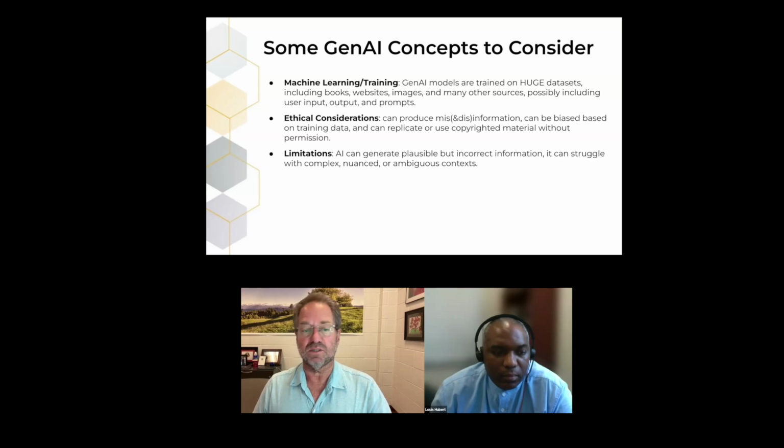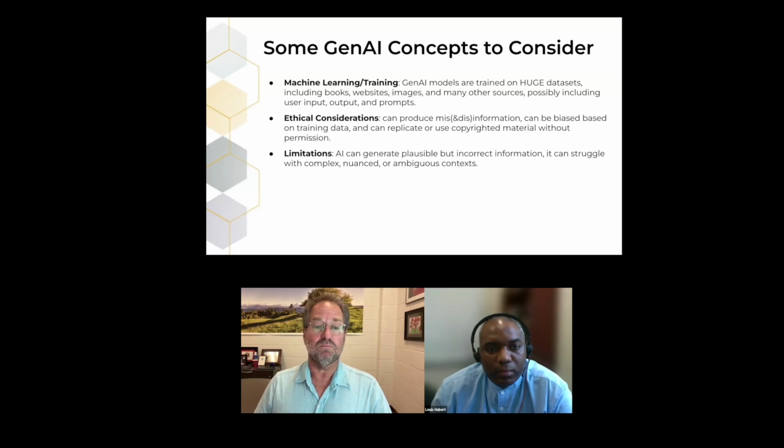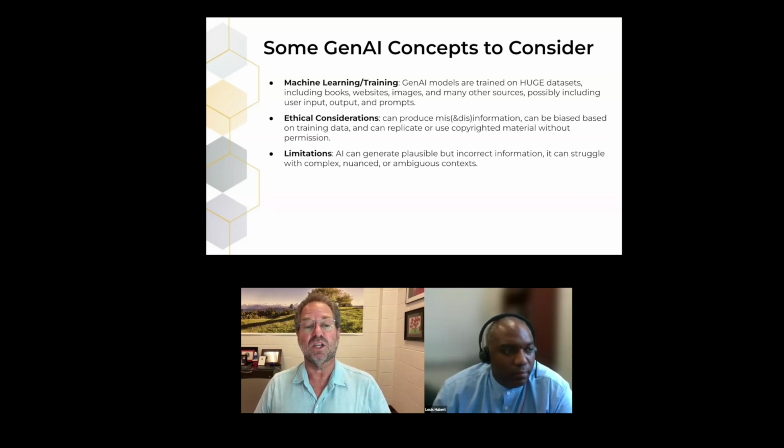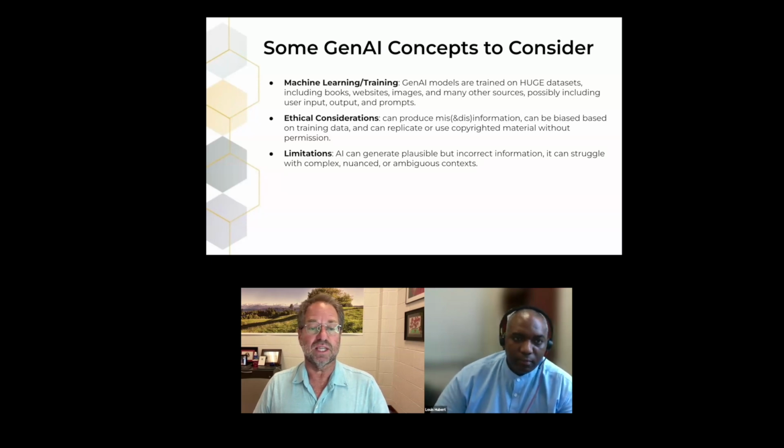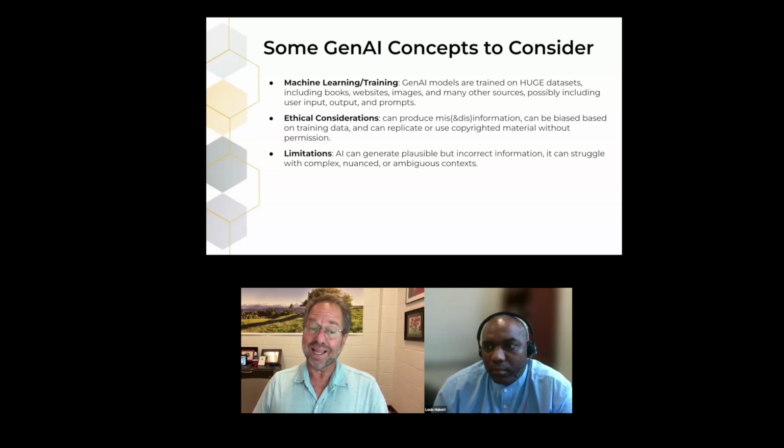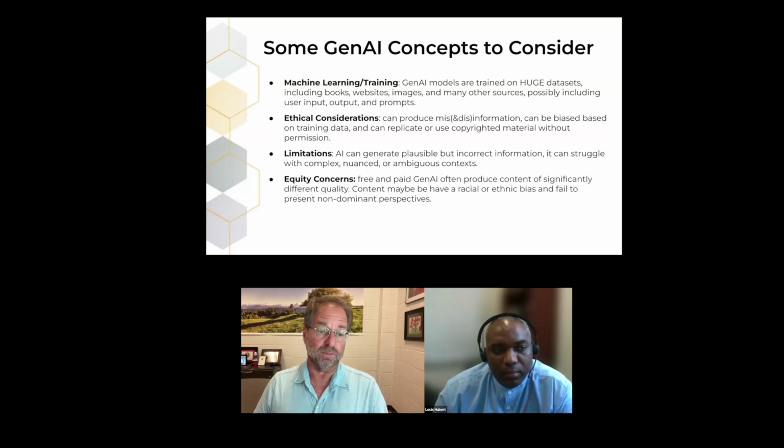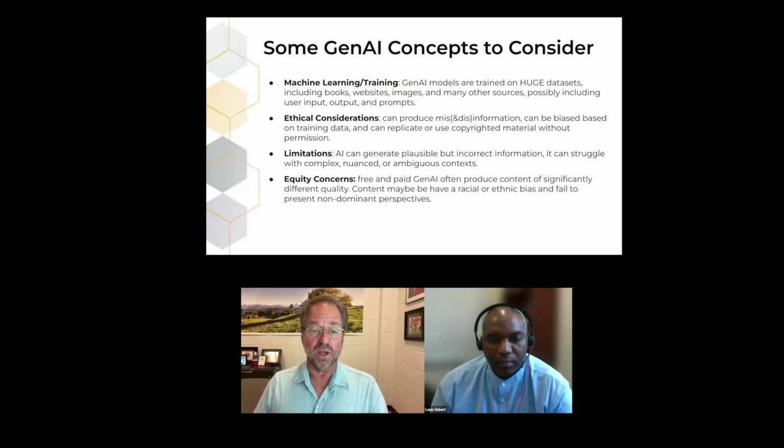Some limitations: AI can generate plausible but incorrect information. This is something that we've seen. Sometimes it's called hallucinations. It can be factually incorrect information that sounds very plausible because it does a great job of generating nice grammar and good sentence structure. It can struggle with complex, nuanced, or ambiguous text in prompts, for instance.